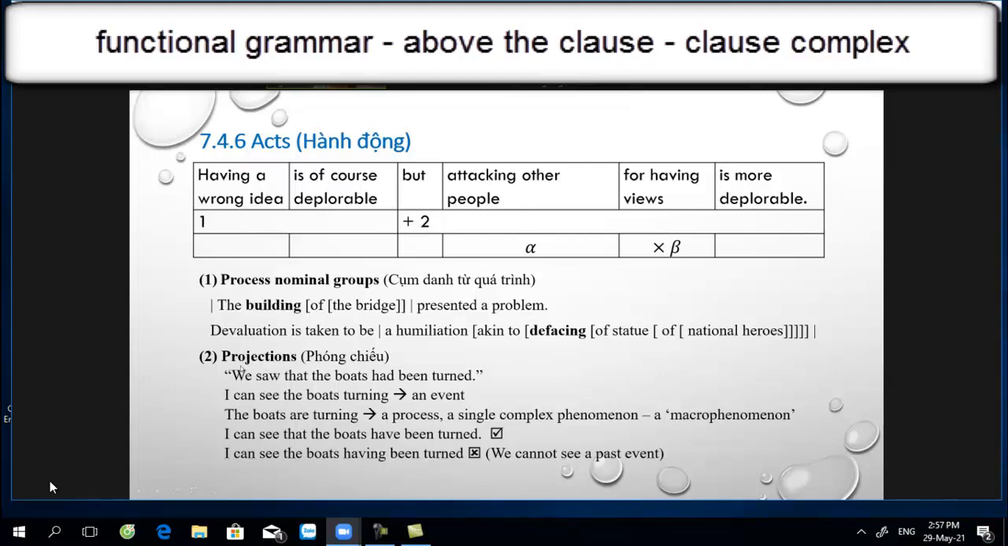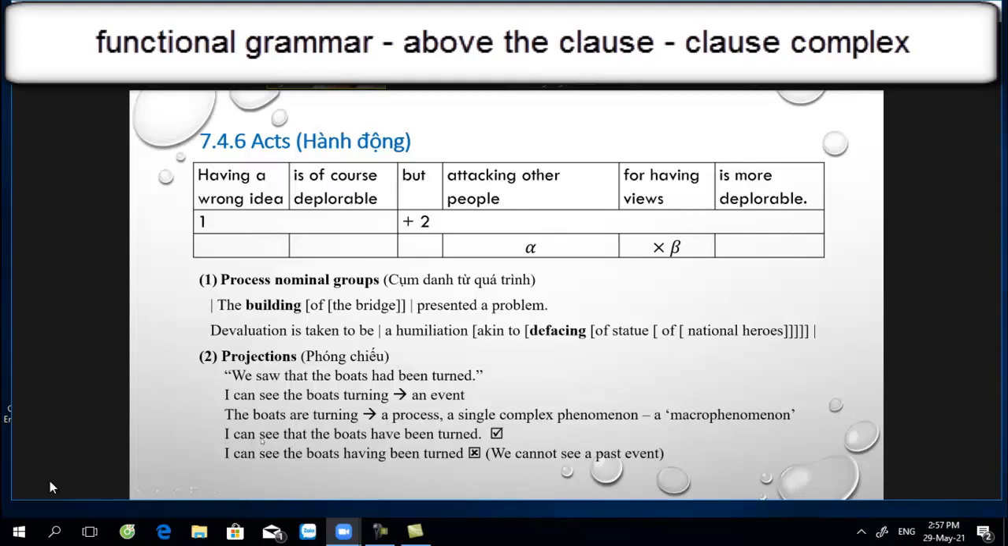And about the projection, phóng chiếu, we have the sentence, we saw that the boats have been turned. If we say, I can see the boats turning, this is about an event. The boats are turning, so we say about a process. And we can say it's a single complex phenomenon, a macro phenomenon.